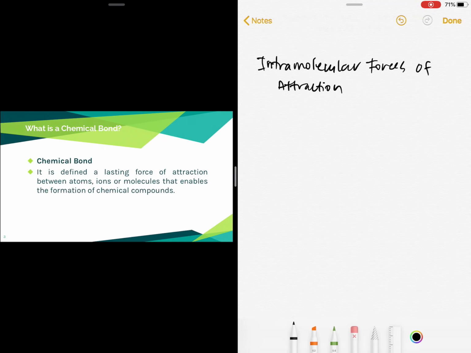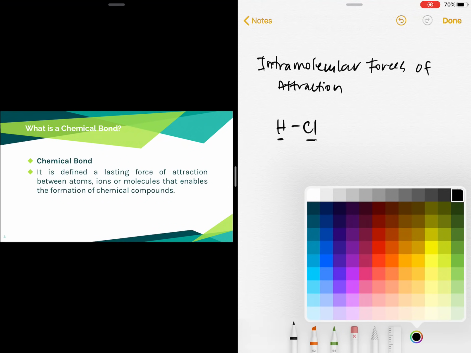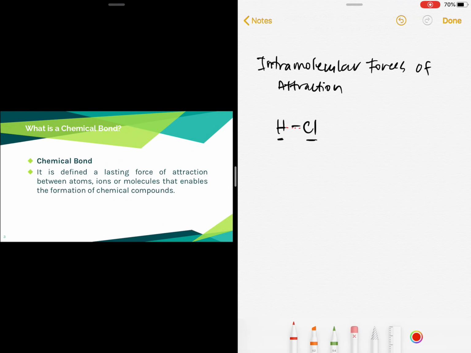So say for example, we have your hydrogen chloride compound. In aqueous, it's hydrochloric acid, right? So here we have your hydrogen chloride compound. So the bond between the hydrogen and the chlorine atom, this is the chemical bond. So the lasting force of attraction that binds these two elements, that is your chemical bond. Okay, I hope that is clear.